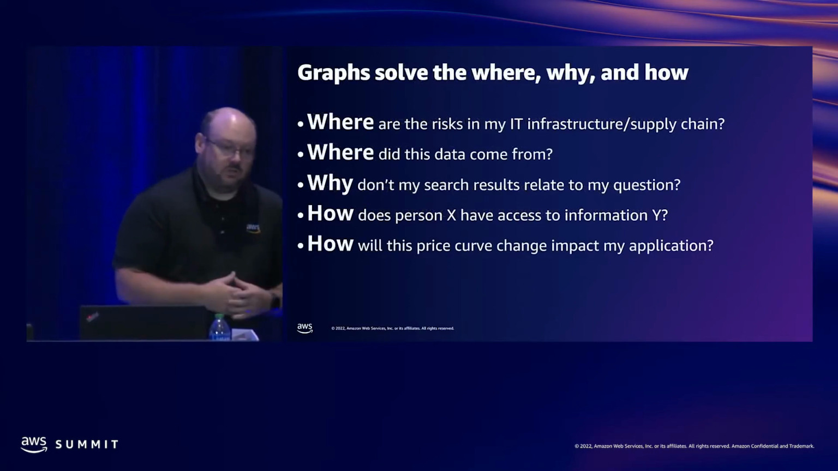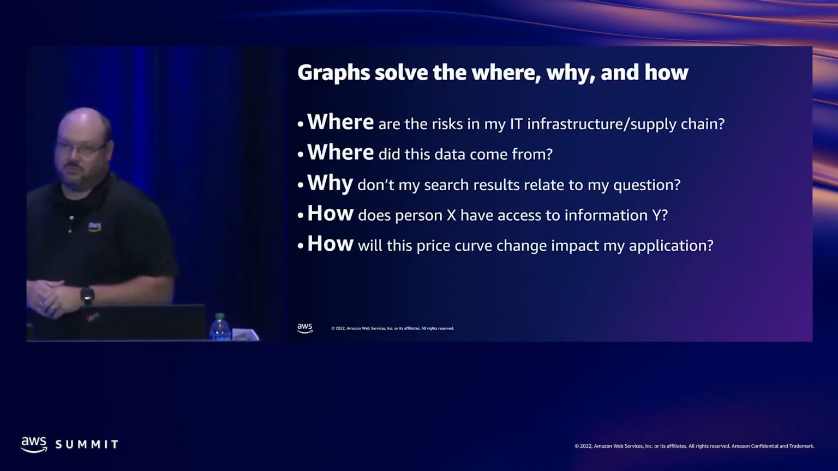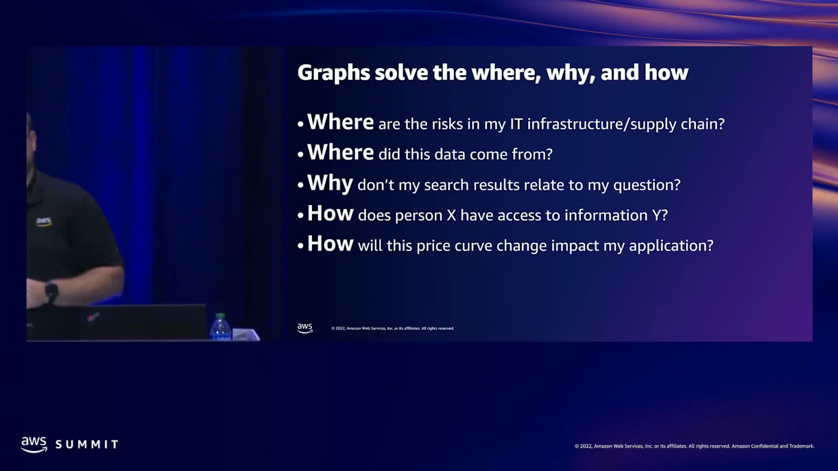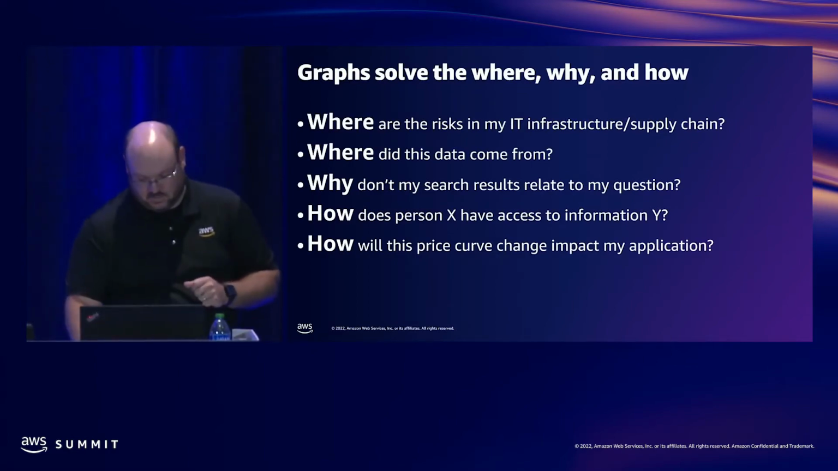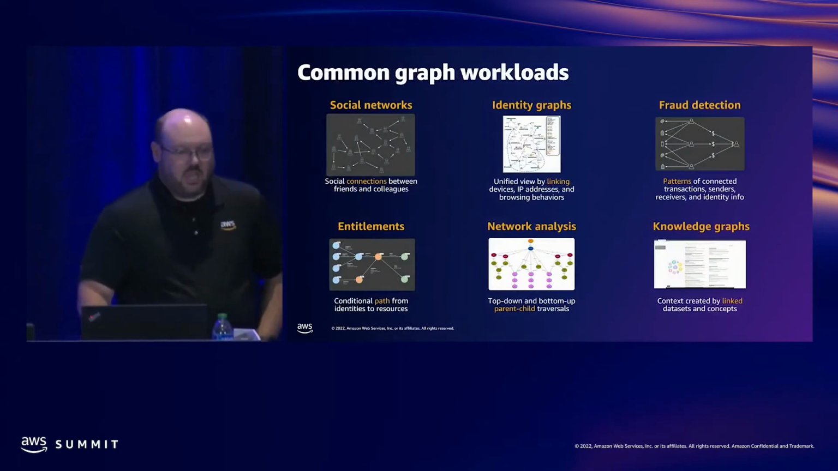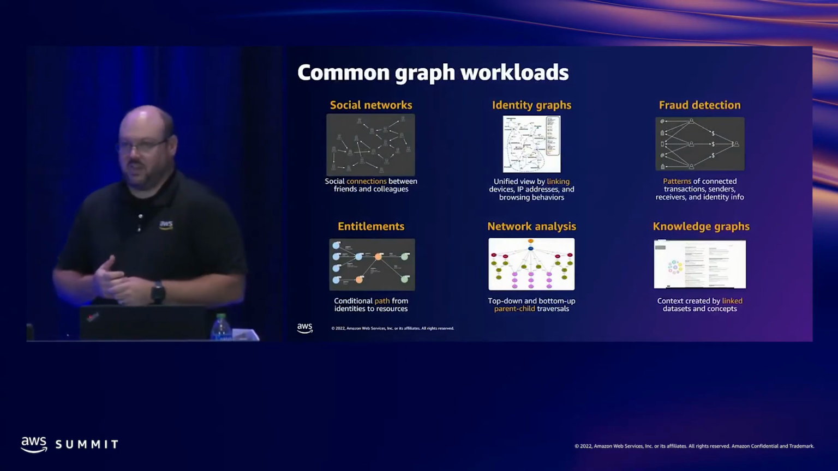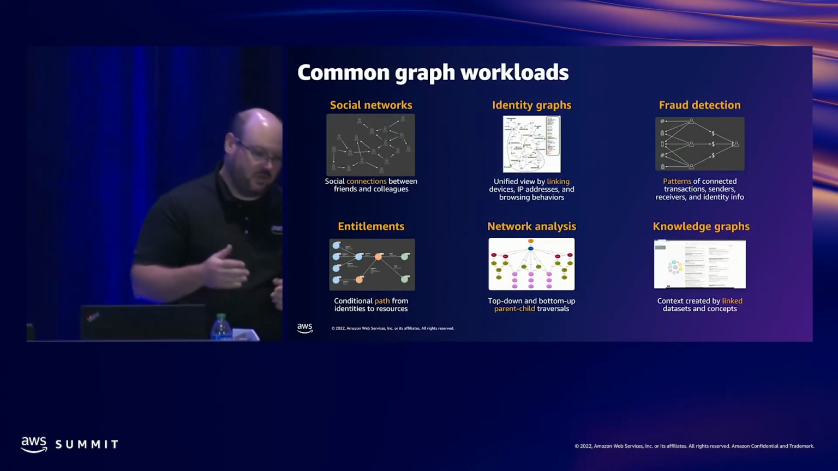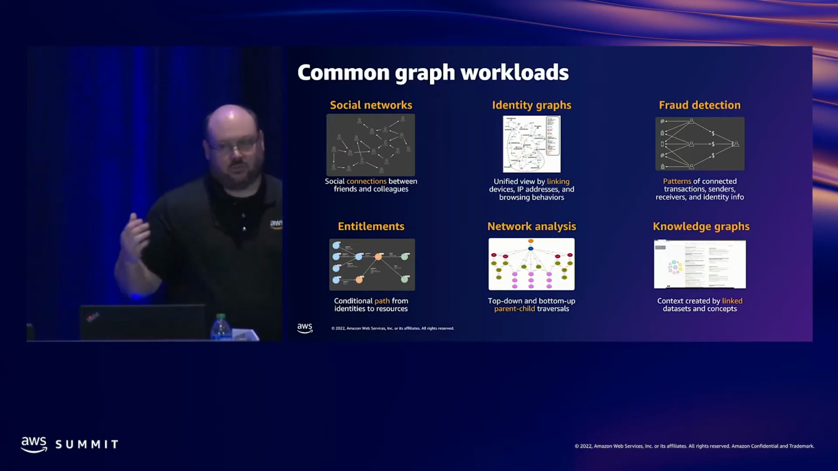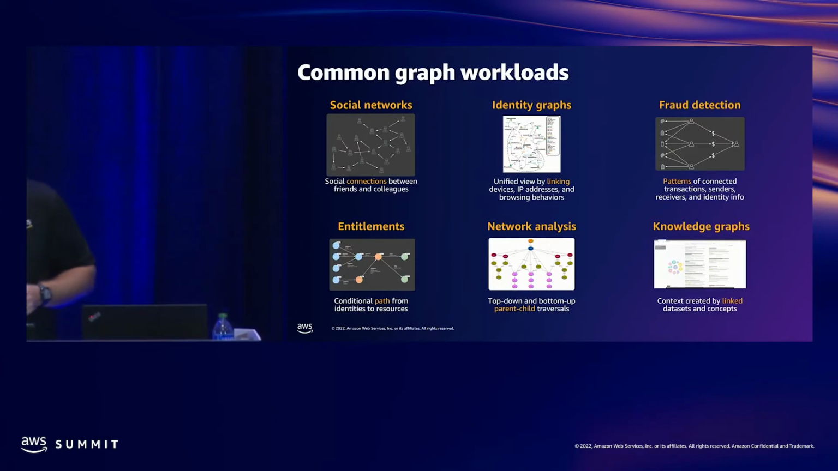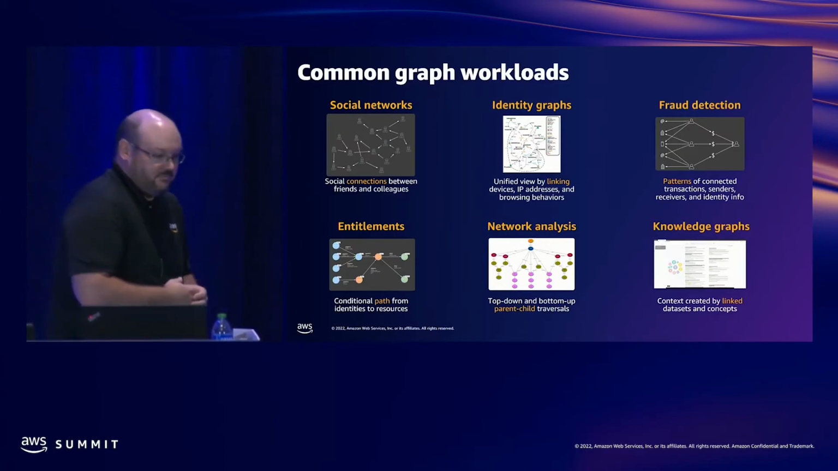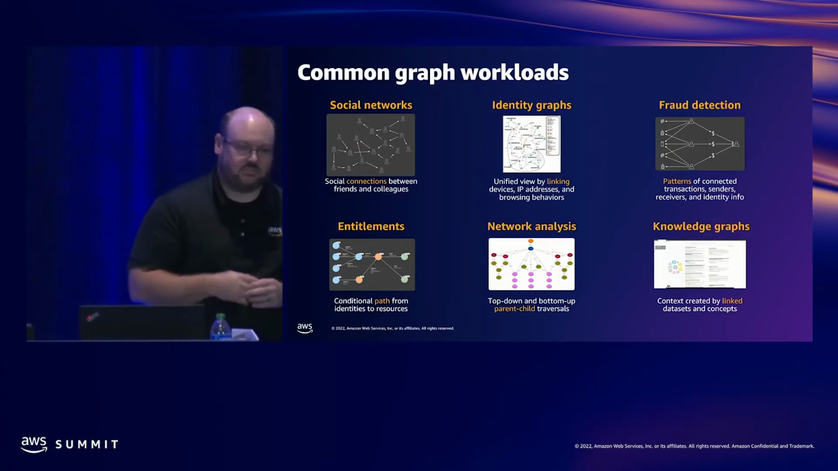So overall, graph can be used to solve the where, the why, the how of different types of use cases. And the six canonical examples of a graph-based application, you can actually see here. Social networks, everyone's used things like Facebook, Twitter, LinkedIn, et cetera. Those are all very representative of a graph. Identity graphs, we'll talk about those more today. Fraud detection, entitlements, network analysis.